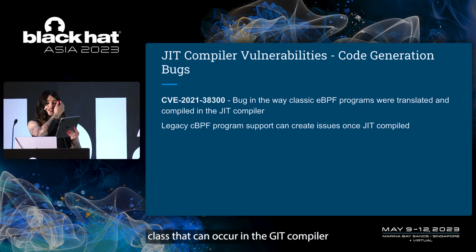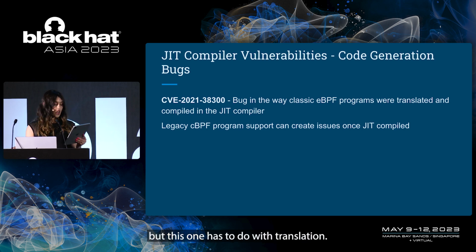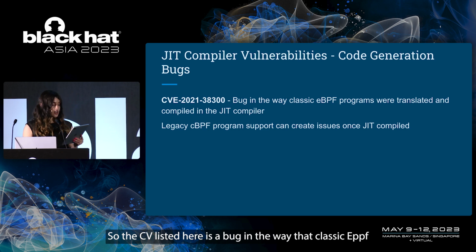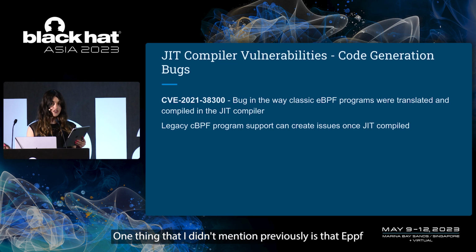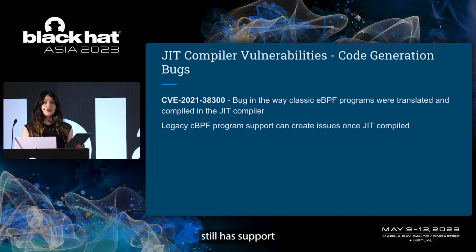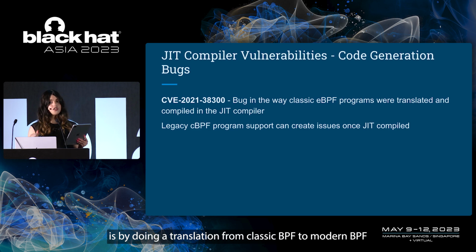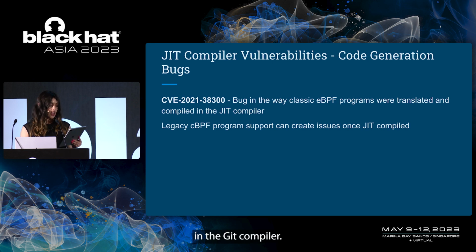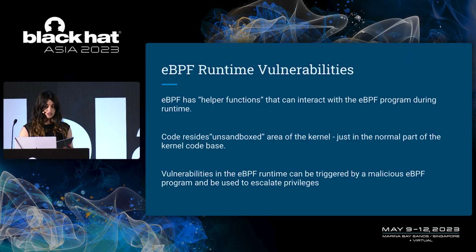And a second type of bug class that can occur in the JIT compiler also falls into the code generation umbrella, but this one has to do with translation. So the CVE listed here is a bug in the way that classic eBPF programs are translated and compiled in the JIT compiler. One thing that I didn't mention previously is that eBPF still has support for classic BPF programs that use a slightly different instruction set. And the way that this is handled is by doing a translation from classic BPF to modern eBPF in the JIT compiler. And this highlights that legacy cBPF program support can also lead to issues.